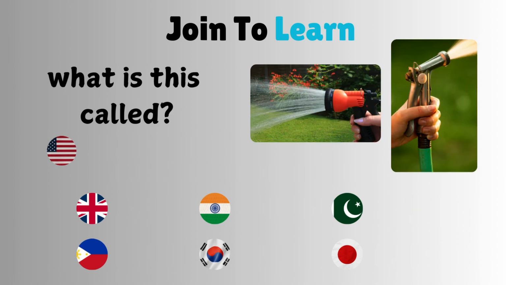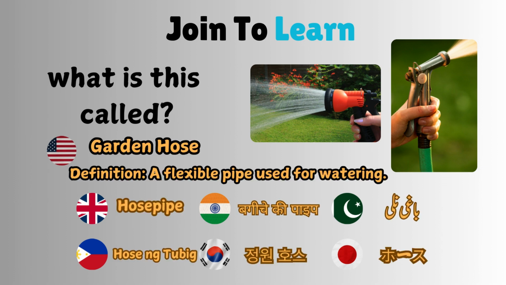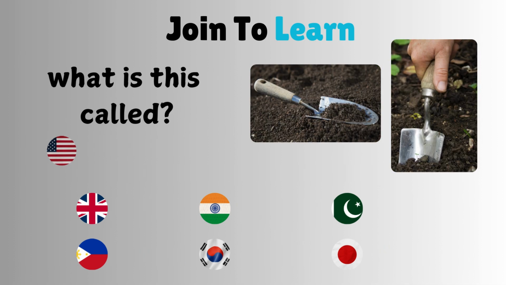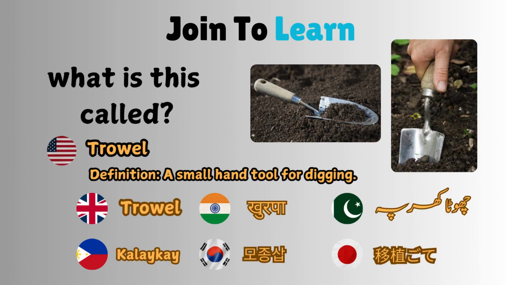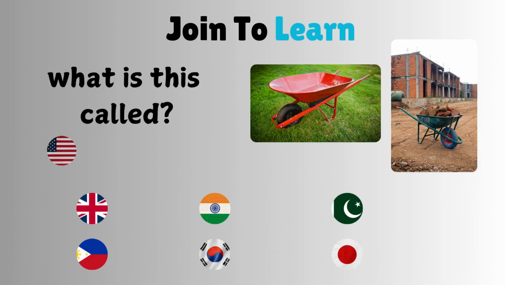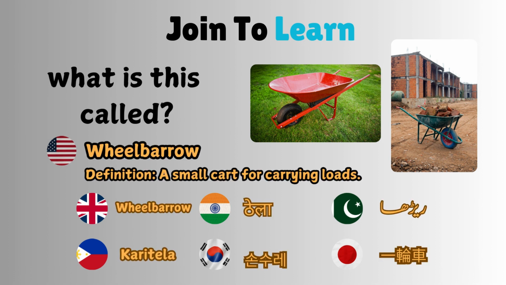What is this called? Garden hose. A flexible pipe used for watering. What is this called? Trowel. A small hand tool for digging. What is this called? Wheelbarrow. A small cart for carrying loads.